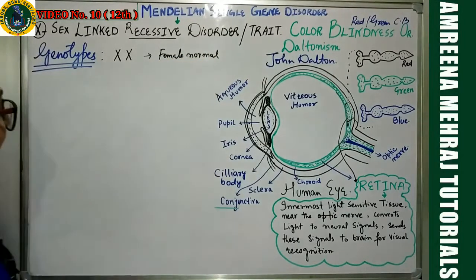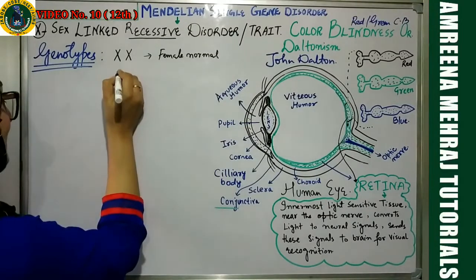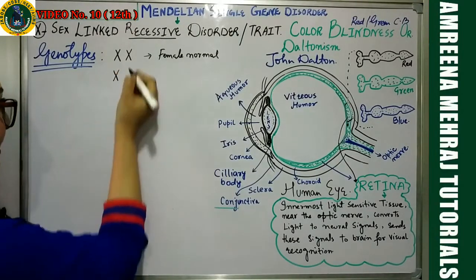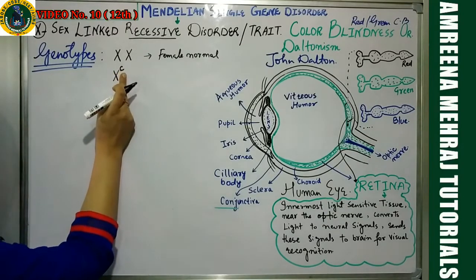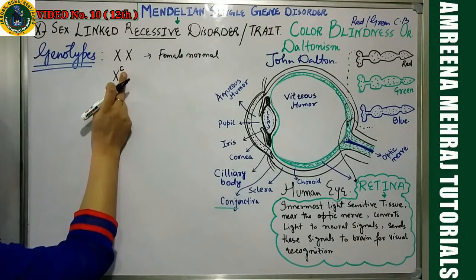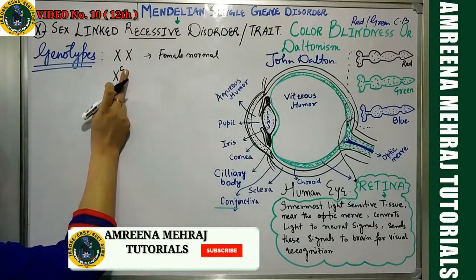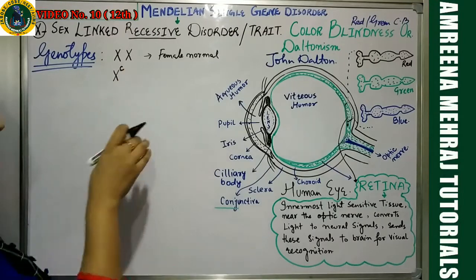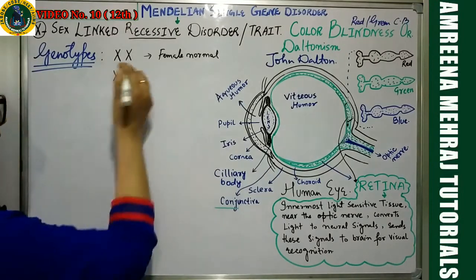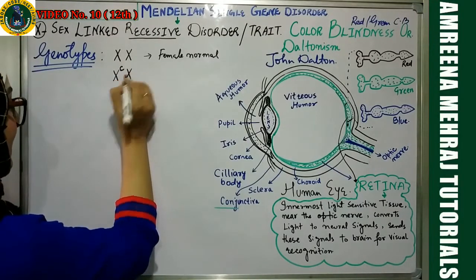Okay. Now I'll do something like this. I'll say there's a female who has the defect, who has this recessive mutation. So I'm giving a superscript C. C indicates that there is the mutation, there is this defective allele on this X chromosome. So X^C represents the color blindness allele. So another X for this female is normal.